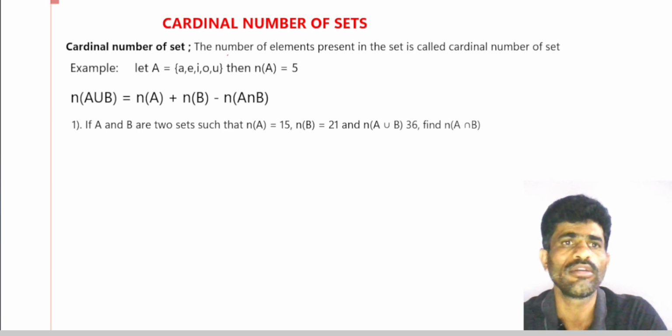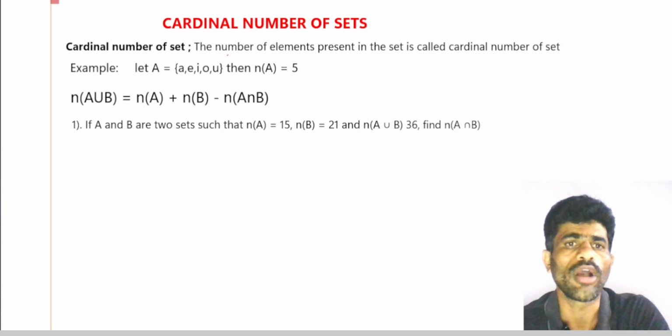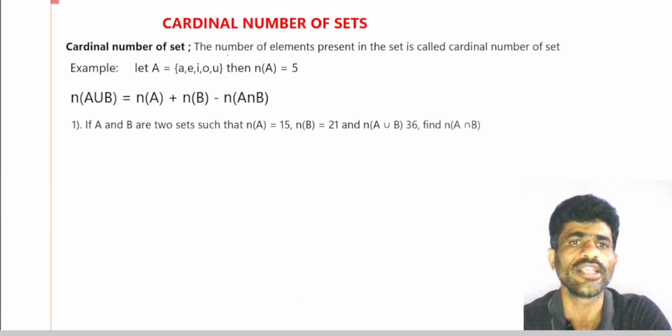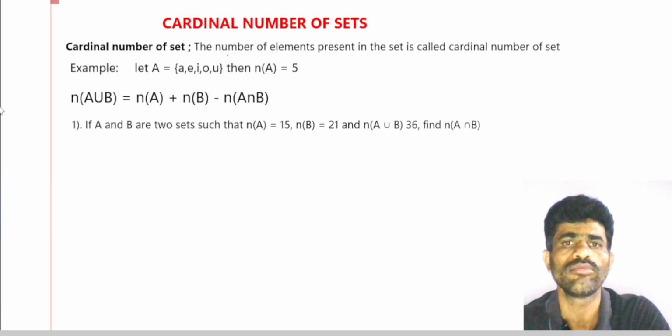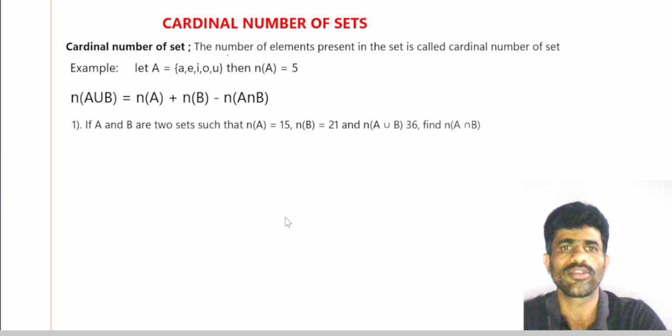For example, here you can see, I have taken one example. A is equal to {A, E, I, O, U}. 5 elements are present. So we say that n(A) is equal to 5.